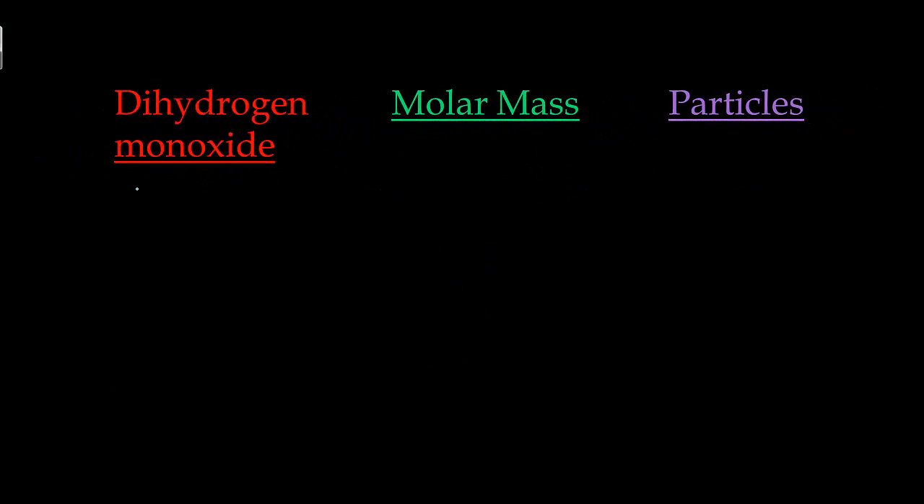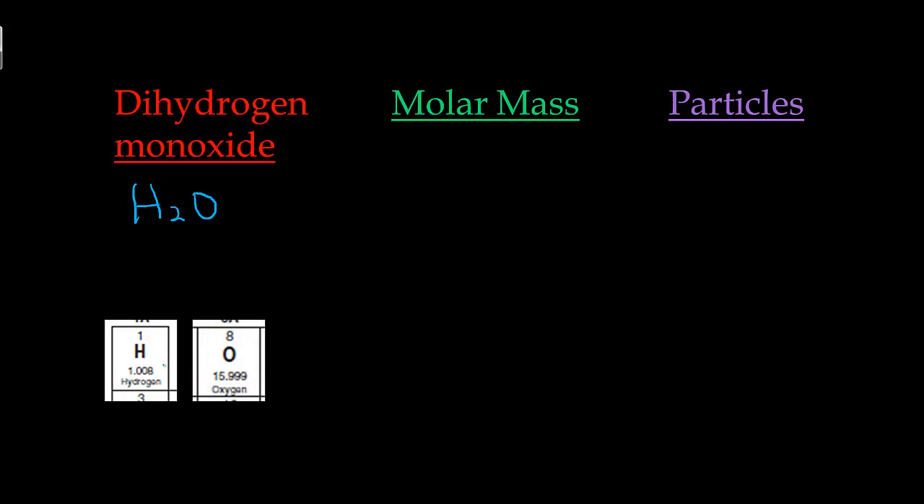Dihydrogen monoxide. Well, let's write that out. Dihydrogen monoxide, that's H2O. And the molar mass of H2O is 18.02 grams, and that is in 1 mole. And the number of particles of water in 18.02 grams is 6.02 times 10 to the 23rd molecules of water in 18.02 grams of water.